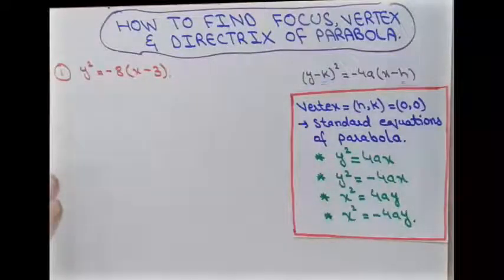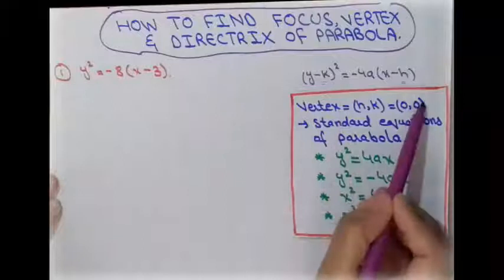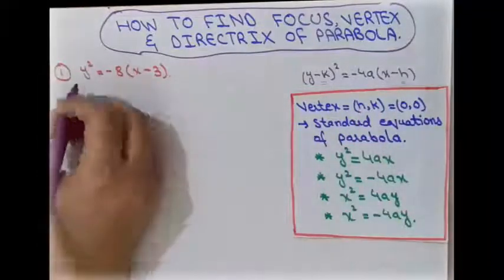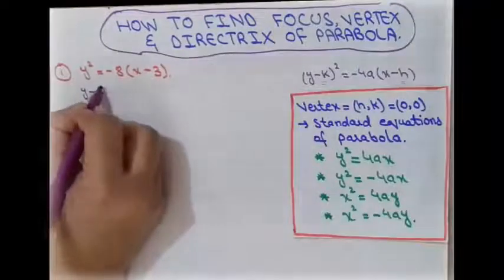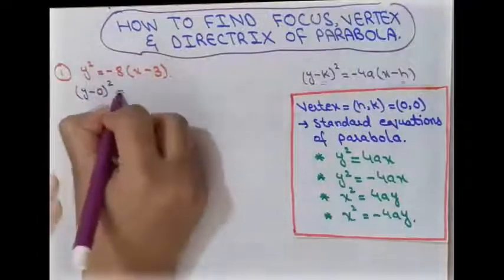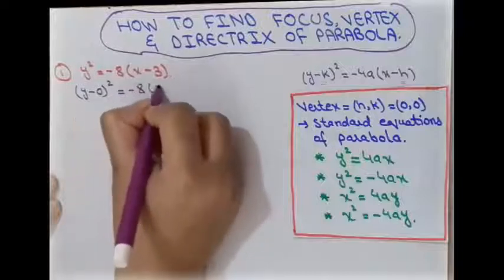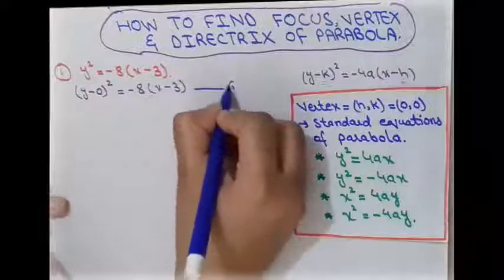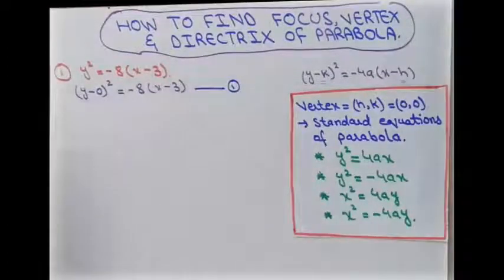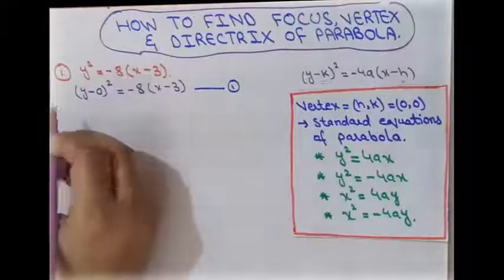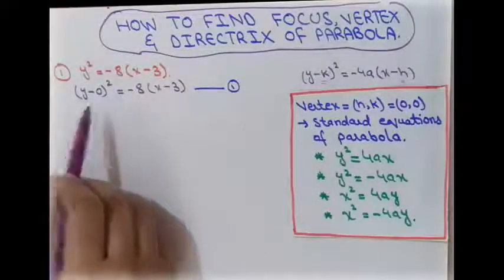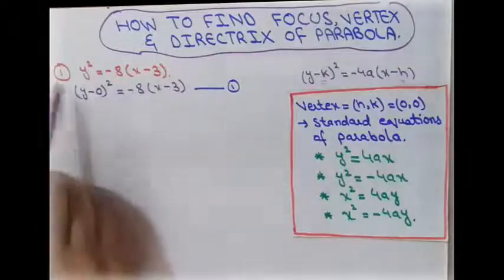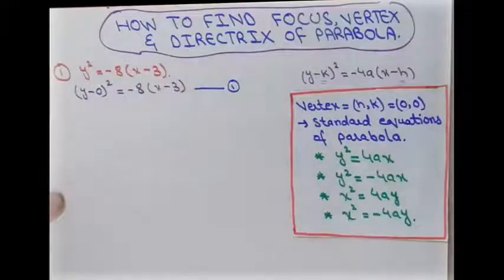Now we will discuss what we do when the vertex is not at the origin, meaning here are the values of h and k. We can write it as y minus 0 square equals minus 8 times x minus 3. Suppose this is our basic first equation. This equation does not look like our standard equation of a parabola, so our first step is to make it a standard equation of a parabola.